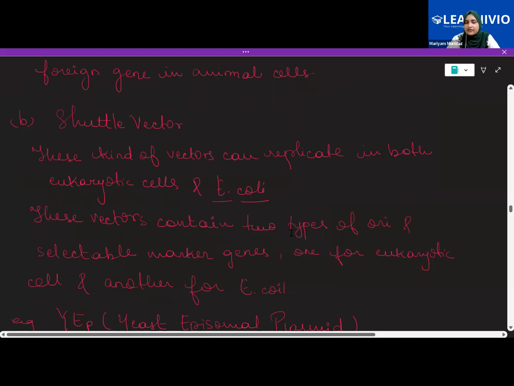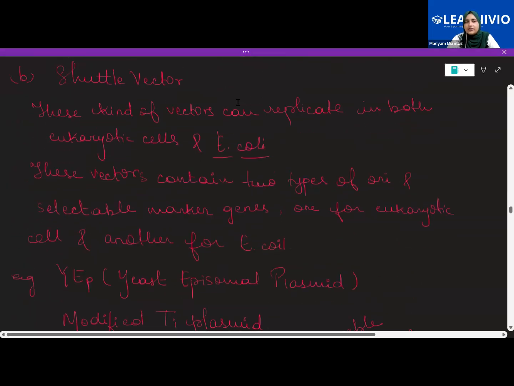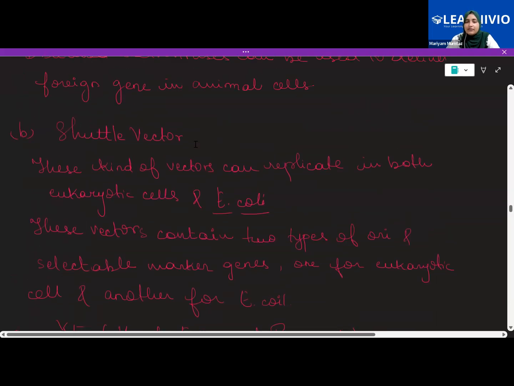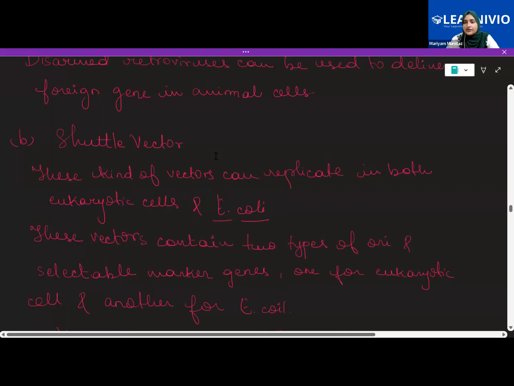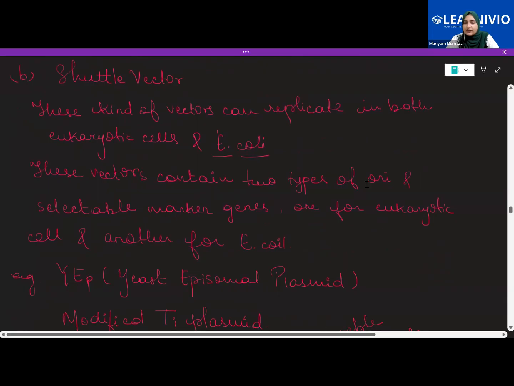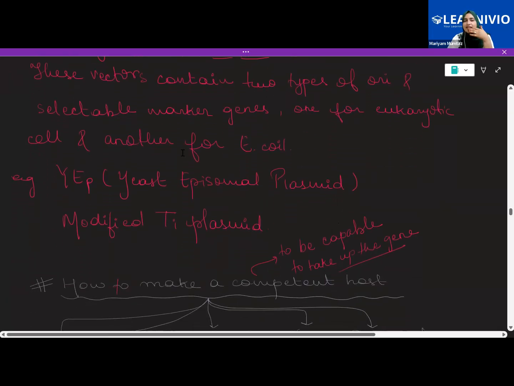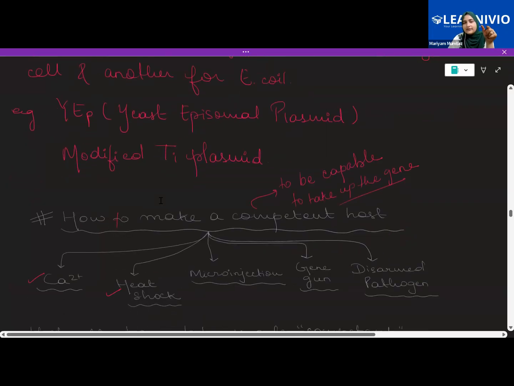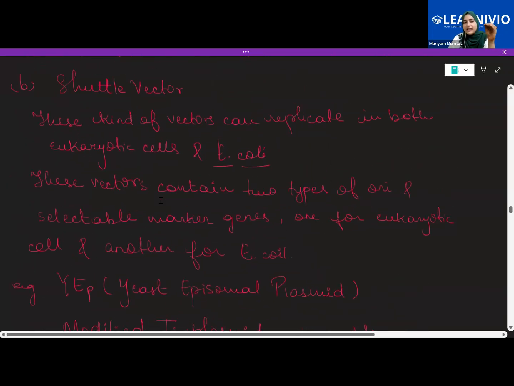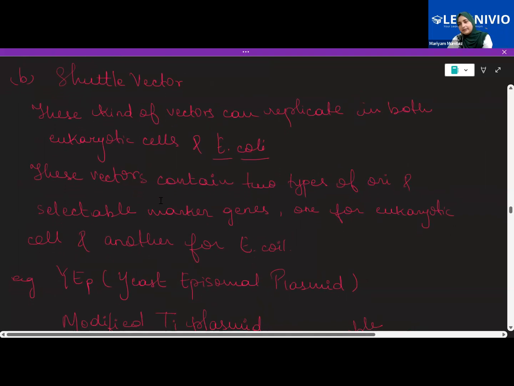Then there are also shuttle vectors. These are different kinds of vectors which replicate in both eukaryotic cells and E. coli. These are artificially made vectors. So they contain two types of origin of replication and selectable marker genes so that they can replicate in the eukaryotes and the prokaryotes. So yeast episomal plasmid and modified TI plasmid are your shuttle vectors, created artificially in the lab. Understood?